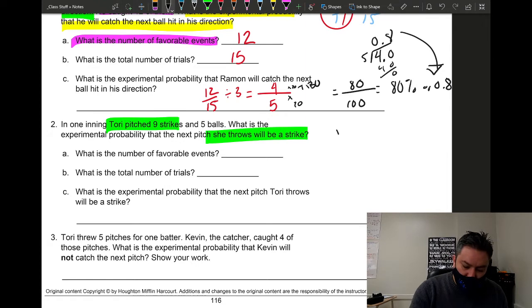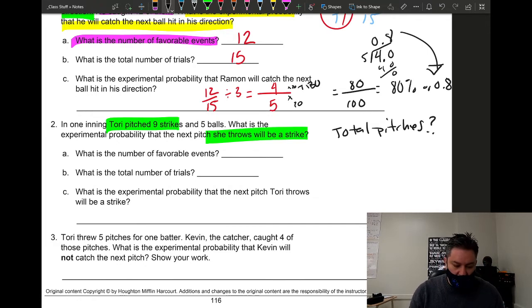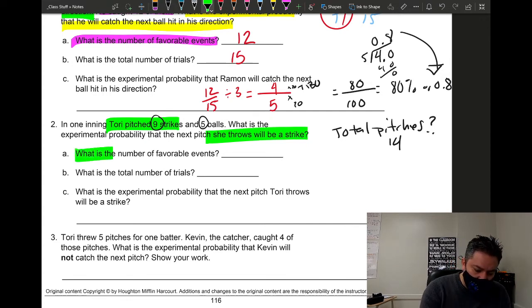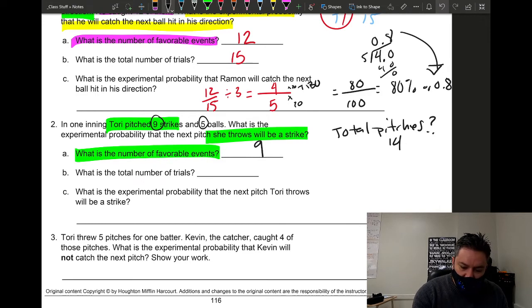So, how many total pitches? I know that she did 9 strikes and 5 balls, which is a total of 14, right? So the number of favorable events, the favorables, are what? The strikes, the green ones. In this case that is 9. What is the total number of trials? Remember, this is not necessarily given to you, so you have to find it. It's going to be the strikes and the balls added together. In this case, there were 14.